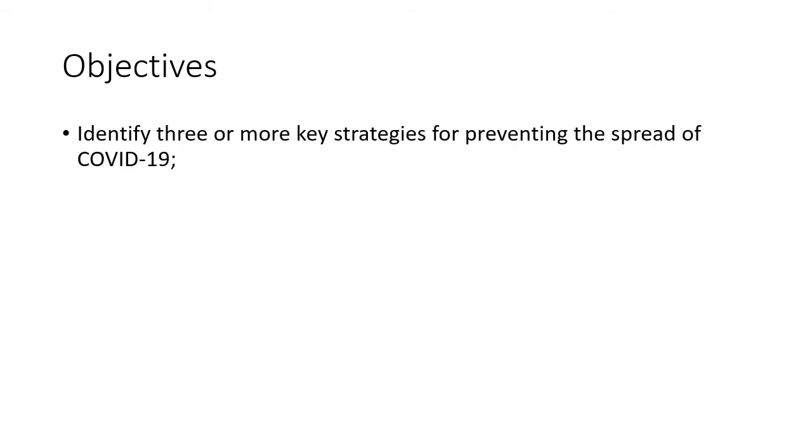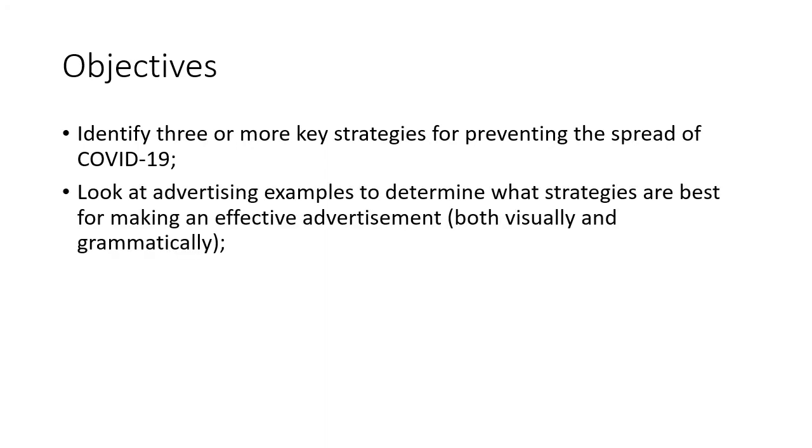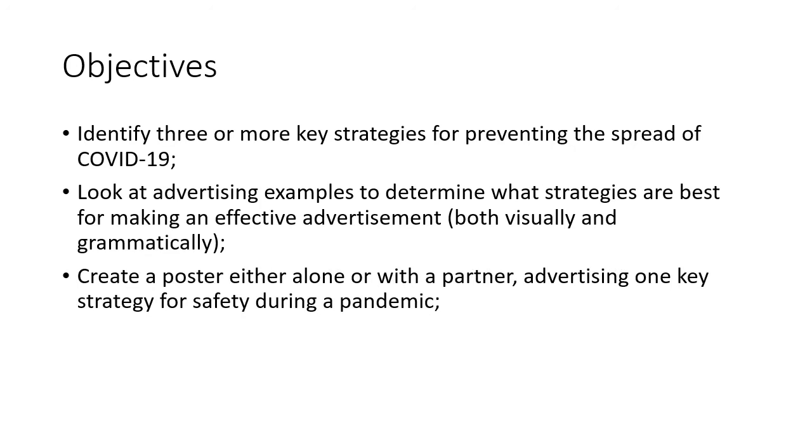So I've got some objectives for today. The first one, we'll be looking at an article about COVID-19 from the World Health Organization. And I'd like your students to be able to identify 3 or more key strategies for preventing the spread of COVID-19 or the coronavirus. I'd also like to, after that, look at advertising examples to determine what strategies are best for making an effective advertisement, both visually and grammatically. Okay, so we'll talk more about that in a moment here.